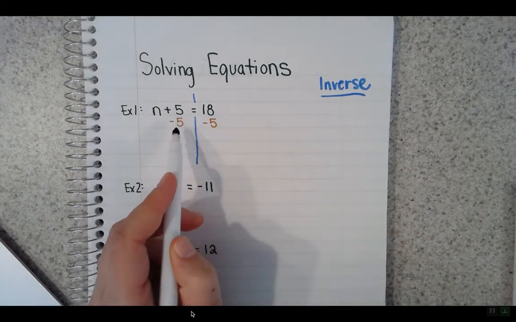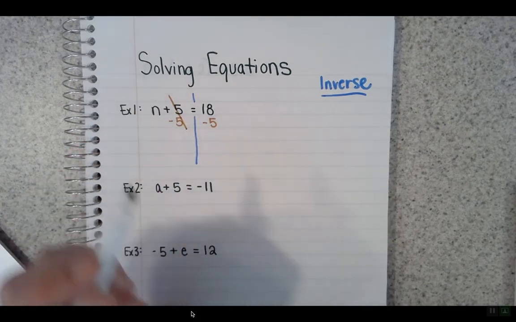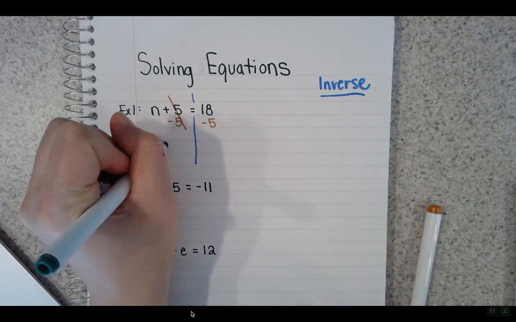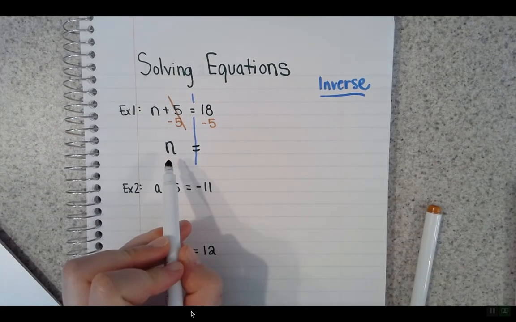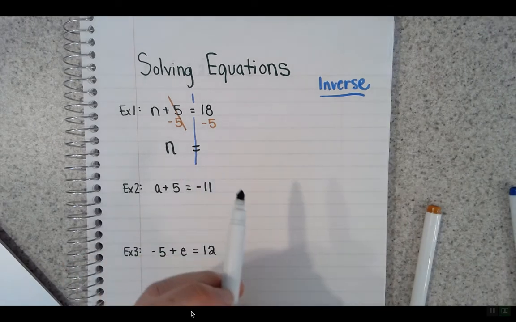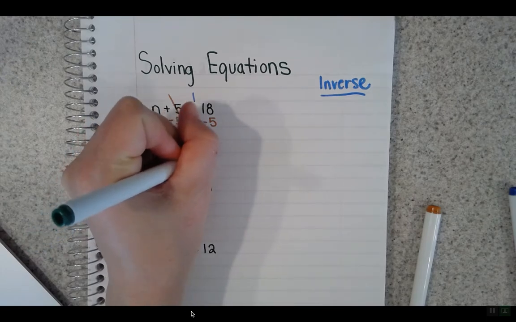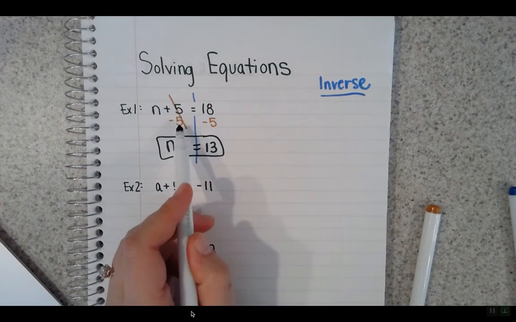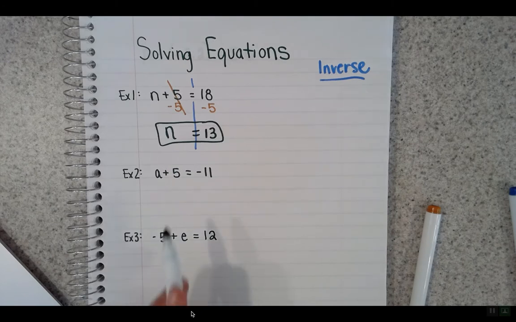Now, a positive 5 and a minus 5, those two will cancel each other out. And what we'll be left with is n equals, n is now all by itself on the left side. 18 minus 5 will give us our answer. And we're finished. And I've got the inverse work to show how I did the problem. Let's look at example 2. a plus 5 equals negative 11.